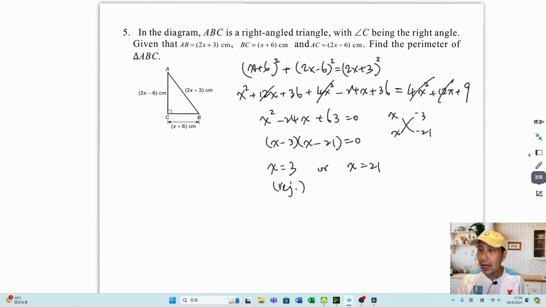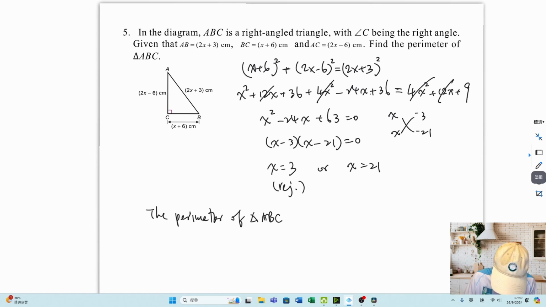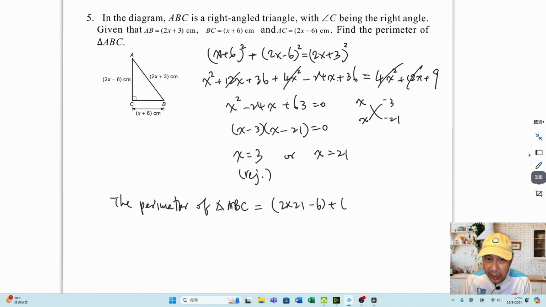The question asks you about the perimeter of the triangle, so we write one more step. The perimeter of triangle ABC is equal to AC, which is 2 times 21 minus 6, plus BC, which is x plus 6, so 21 plus 6, and then the last one AB is 2x plus 3, so 2 times 21 plus 3. So we have the answer 108. The units of the answer should be cm.